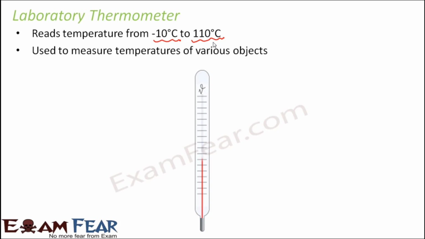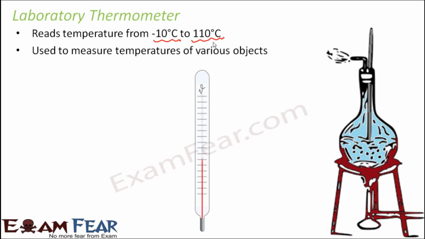Now you might say that this can also measure the temperature of the human body because the human body's temperature also falls within this range. We will see those limitations a little later, how the laboratory thermometer is different from the clinical thermometer and why it cannot be used to measure human body temperature. So this thermometer can be used to measure the temperature of other objects, like water, any other liquid, anything actually. You can measure using this laboratory thermometer.